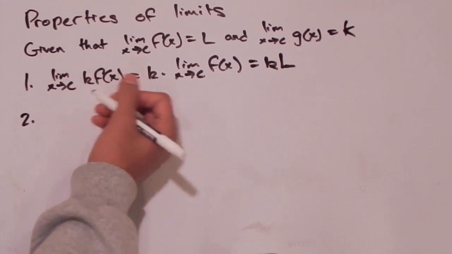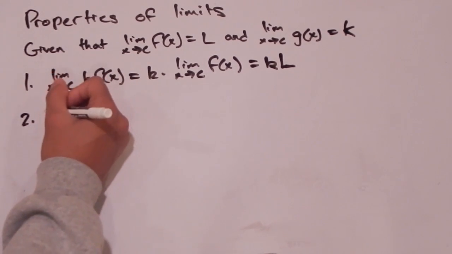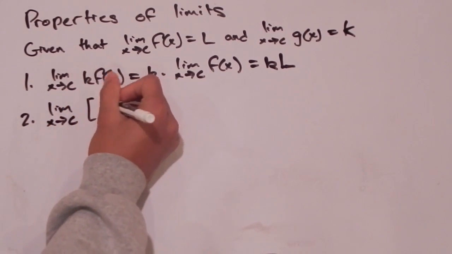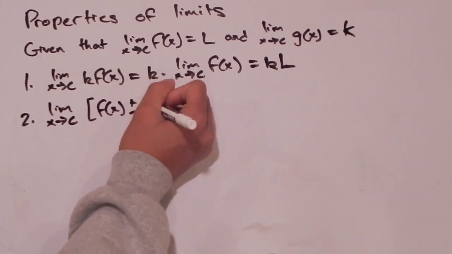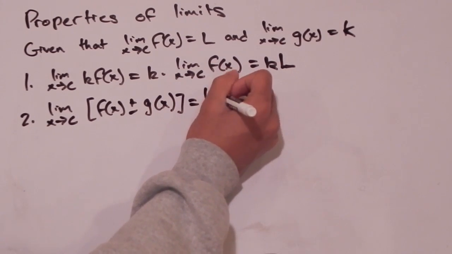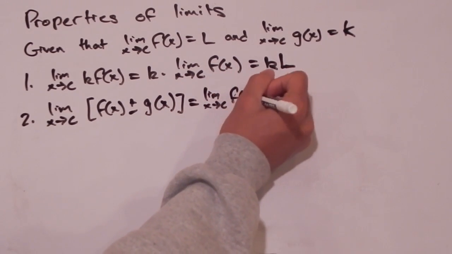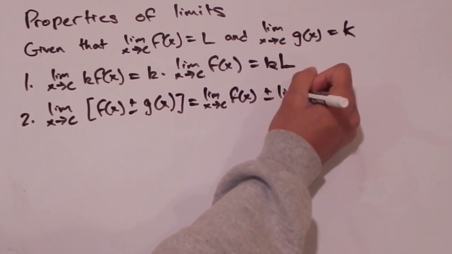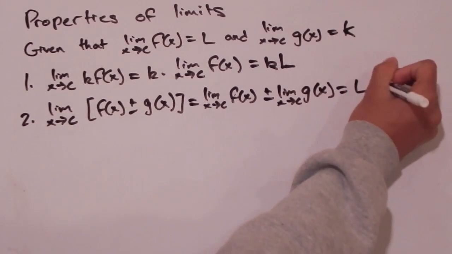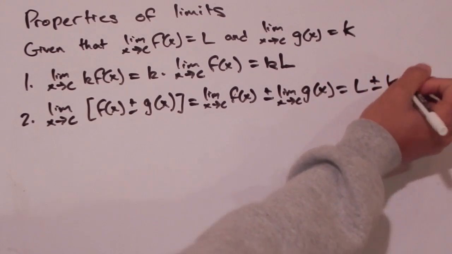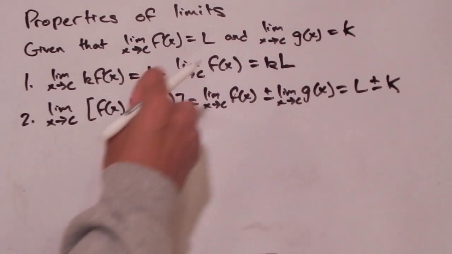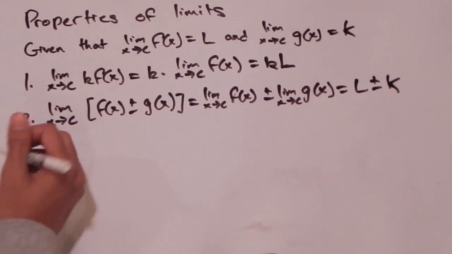Second is going to be the sum and difference rule. So this is the limit as x goes to c of f of x plus or minus g of x is going to equal the limit as x goes to c of f of x plus or minus the limit as x goes to c of g of x, or is equal to L plus or minus k. And of course the plus or minus is going to correspond just how you would expect. If you have a plus here, you're going to have a plus here and a plus here. If you have a minus, you're going to have a minus and a minus.